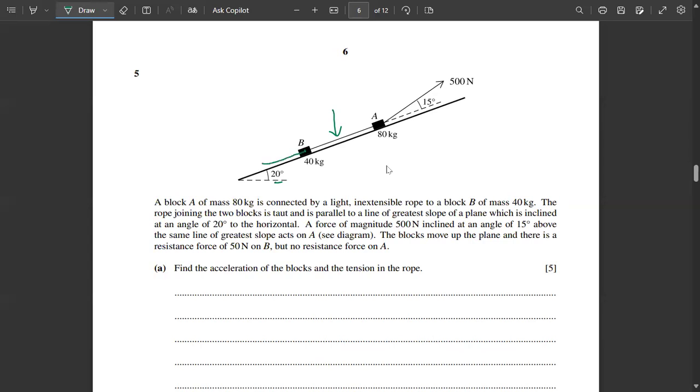So that is not mentioned here. We'll have to draw it here, but no resistance force on it. So this is resistance free. Find the acceleration of the blocks and the tension in the rope. So for that, first we'll have to find the resultant force on the system.